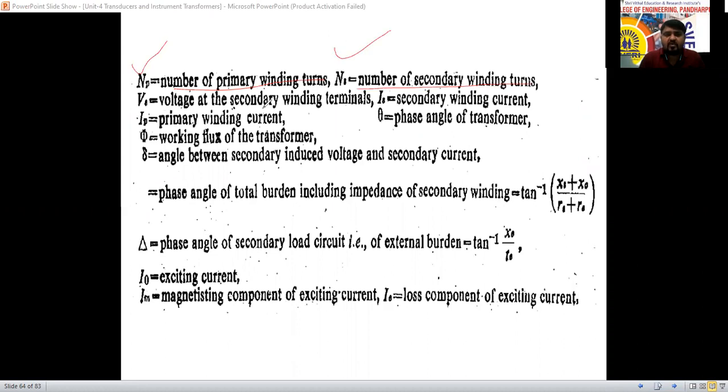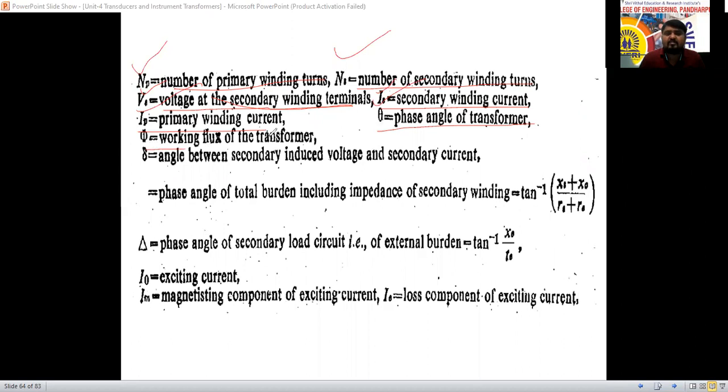The output voltage at the secondary winding is called Vs. The secondary current, whatever current flows through the secondary winding, is called IS. Now IP is the current flowing through the primary winding. Theta is the phase angle of a transformer, the angle between voltage and current. Now this is called theta.